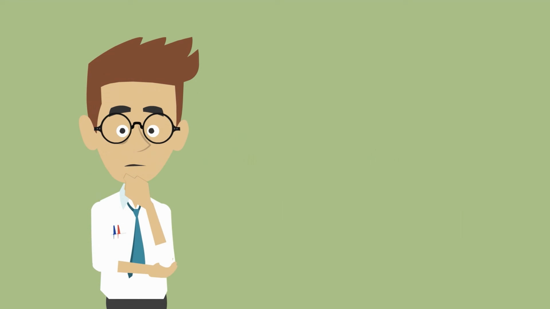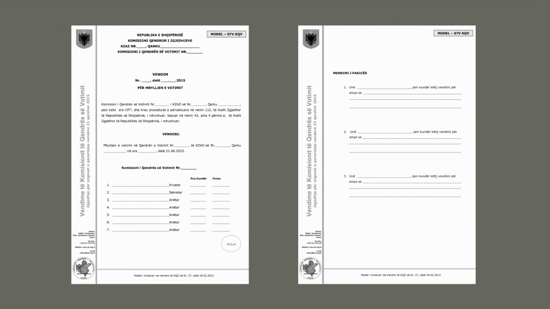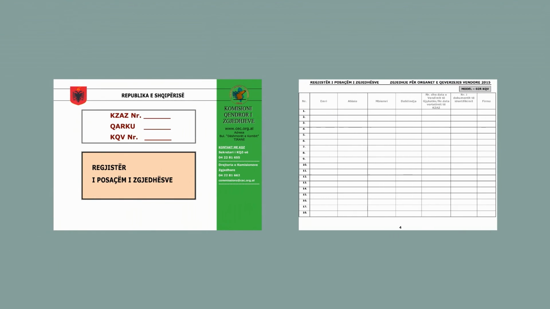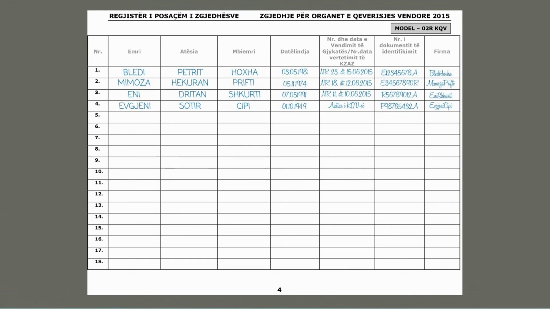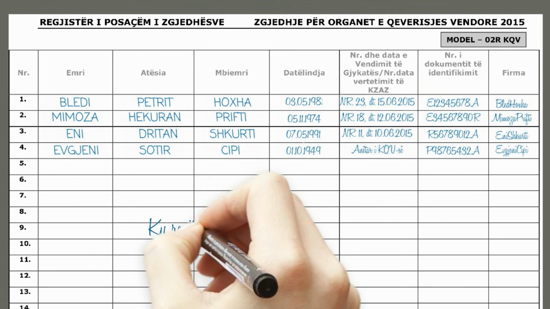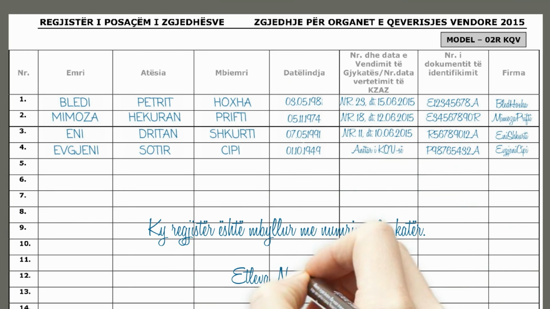After the last person present has voted, the VC Commission makes a decision for closing of the polls and completes Model 07 KQV. This decision and time is written in the meeting book. The chair must then close the special register so no additional names can be added. She does this by making a note on the register. This register is closed with the number in figures and in words, and she signs it.